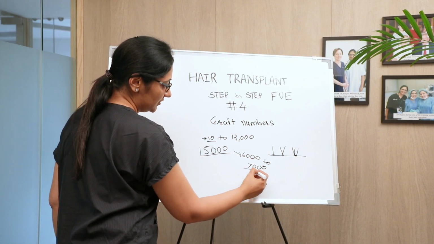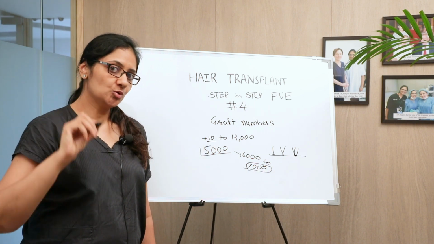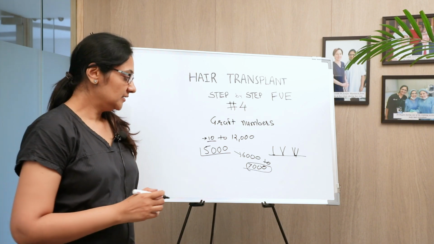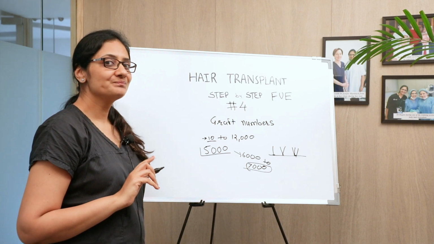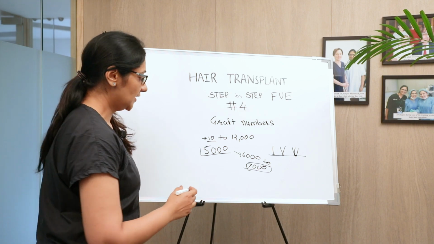So if you are taking out 7,000 out of 10,000, no, it's not a good idea. You'll end up compromising the donor area. So then, is 5,000 a good number to extract? I would say no. In most of the cases, no. So then what is a good number to extract?